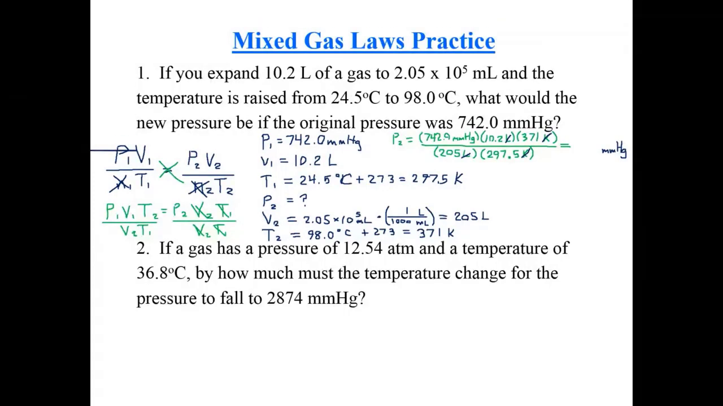Okay, what do we get for that pressure answer? Multiplying everything on top and dividing by everything on bottom. What did we get for that? I got 46.5. 45.6. 45.6 sounds about right, yeah.